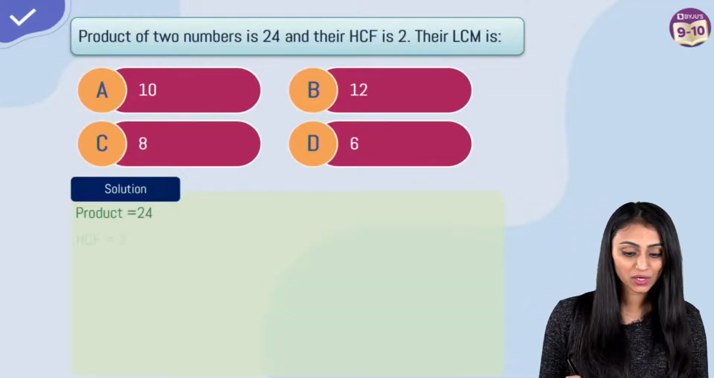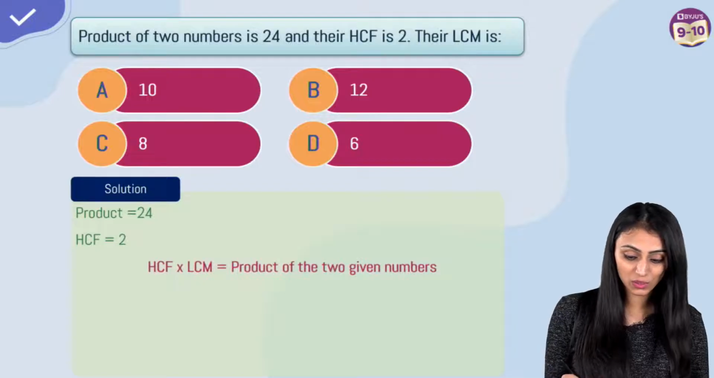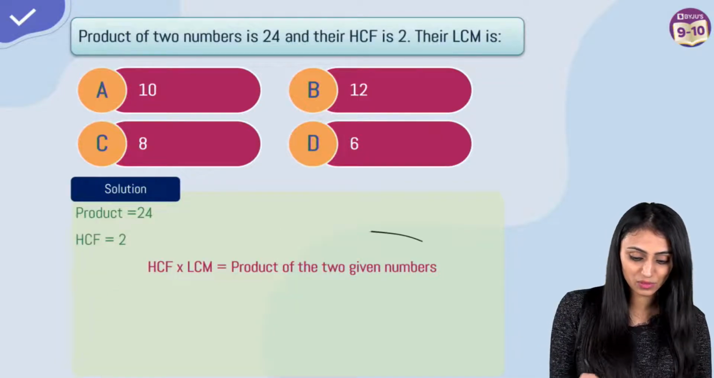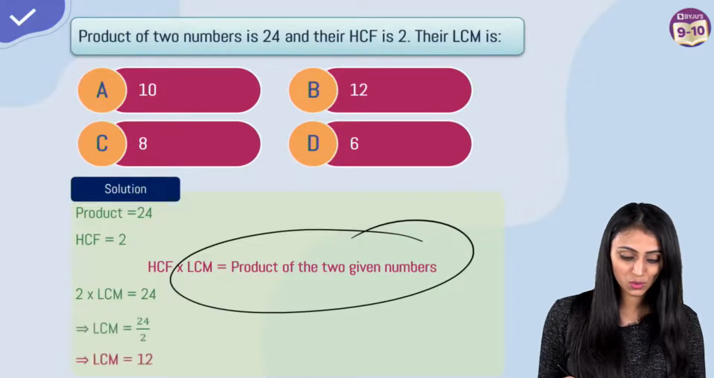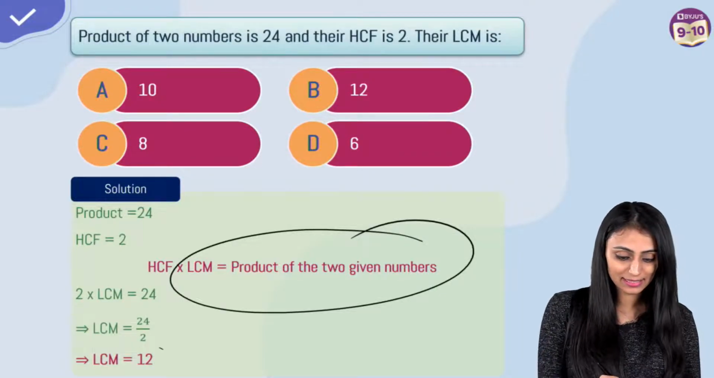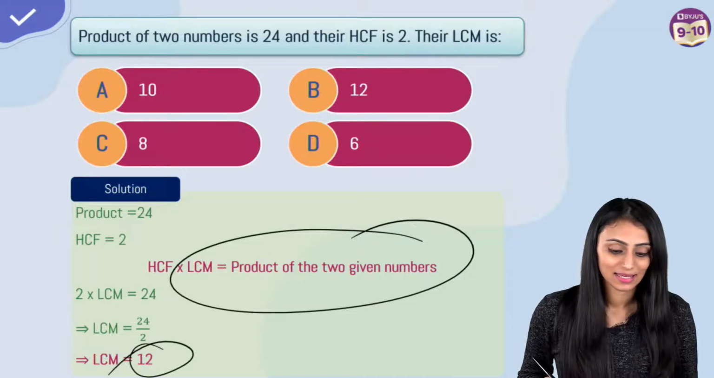So what we are doing here is, the product of two numbers is 24, HCF is given. We are using this relation, which we have just learned. Let's plug in all the values here. 2 times LCM equals 24. So LCM would be 12 in that case, right? Yes.